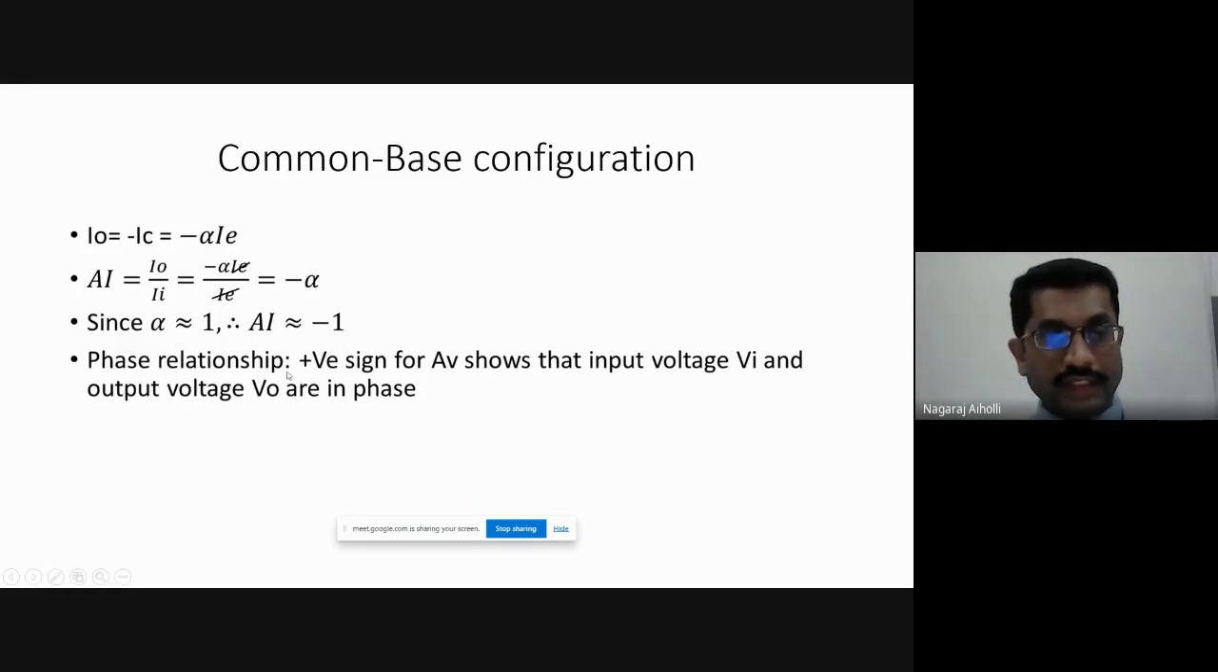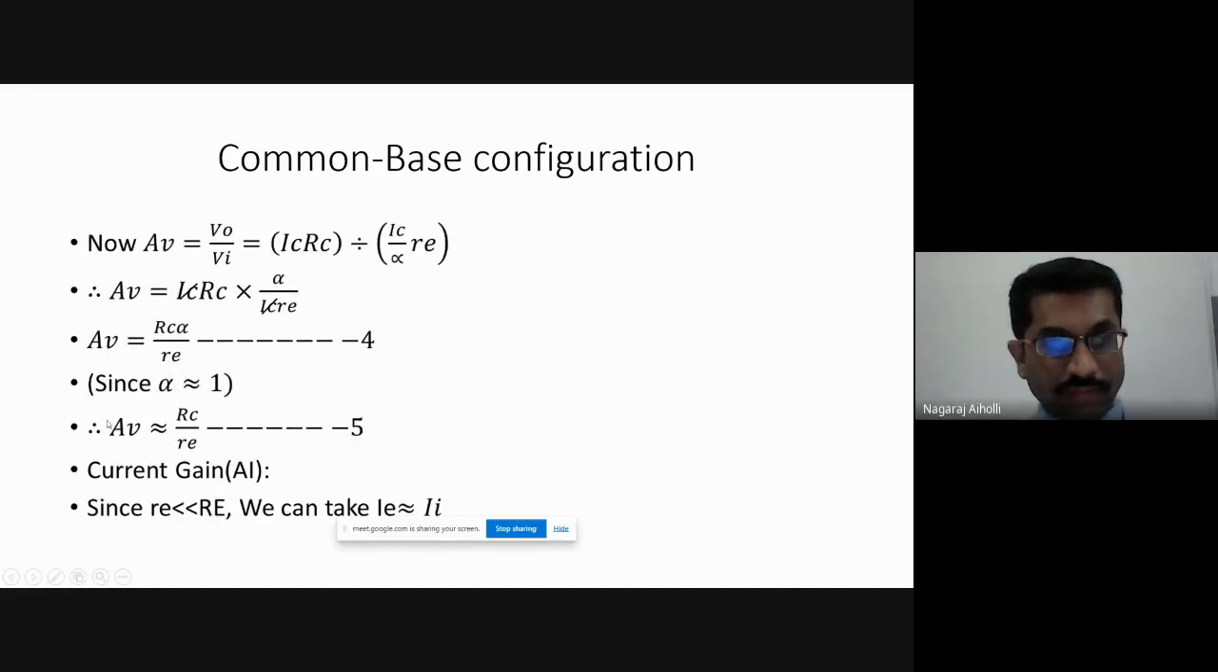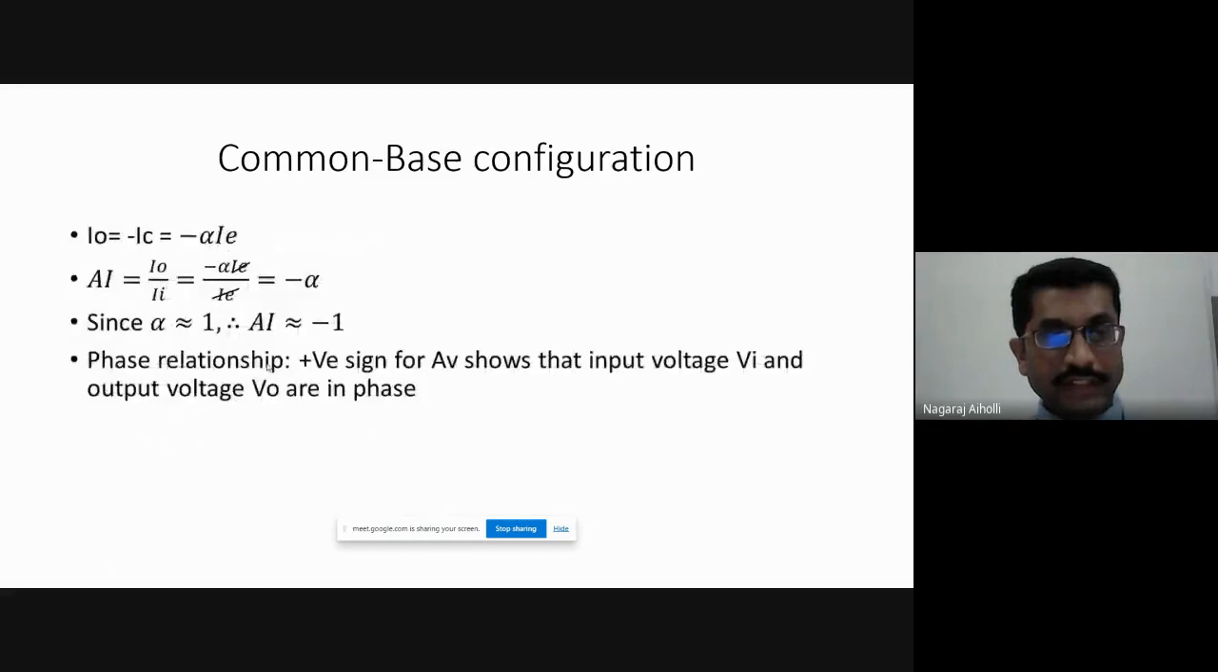Now coming to the phase relationship. How to find the phase relationship? If you want to find the phase relationship, we have to refer to the polarity of the voltage gain. AV is plus RC by re. Voltage gain is positive. Therefore, the output voltage and input voltage are in phase with each other. The positive sign for AV shows that input voltage Vi and output voltage V0 are in phase with respect to each other.